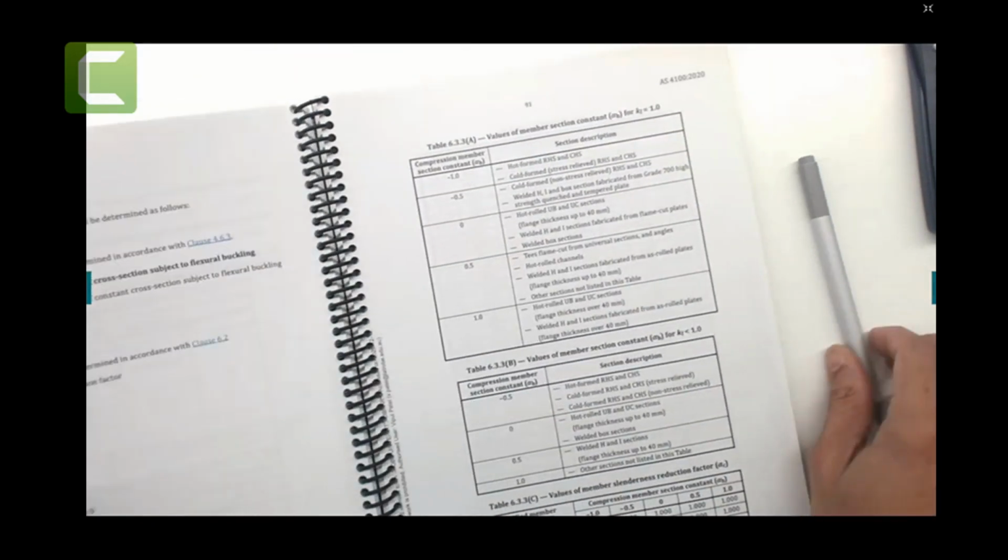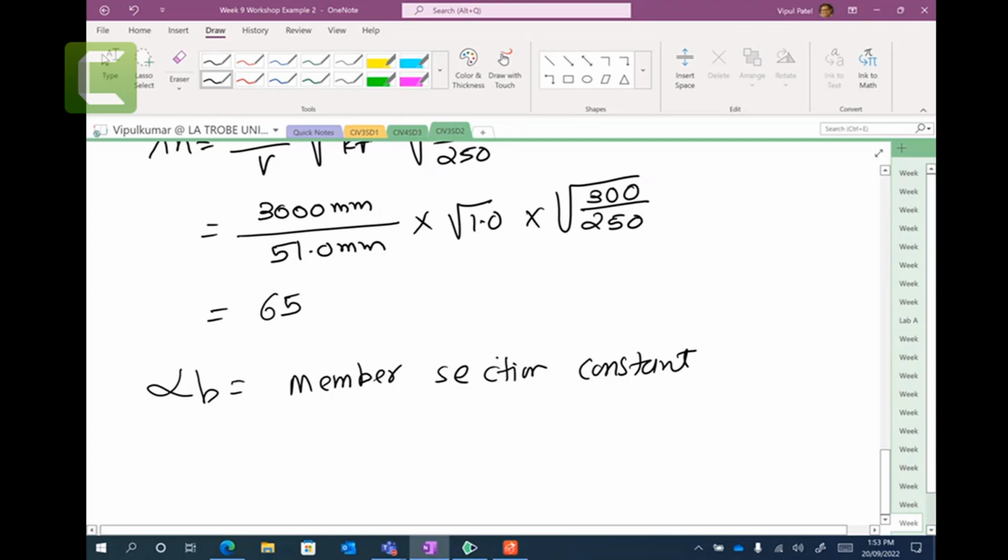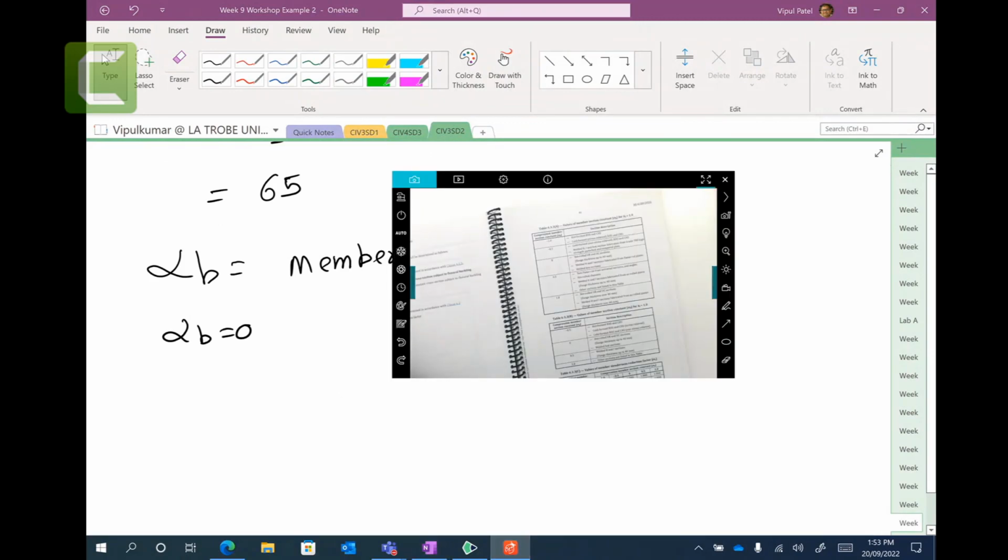Right, so that is hot rolls, but that is not a story that we need to cover. That is just additional information. These standards assume that you know what hot roll is. All right, so this is hot rolls, and we have an alpha b value equal to 0. So we have alpha b equal to 0. Now we can come back to these tables.